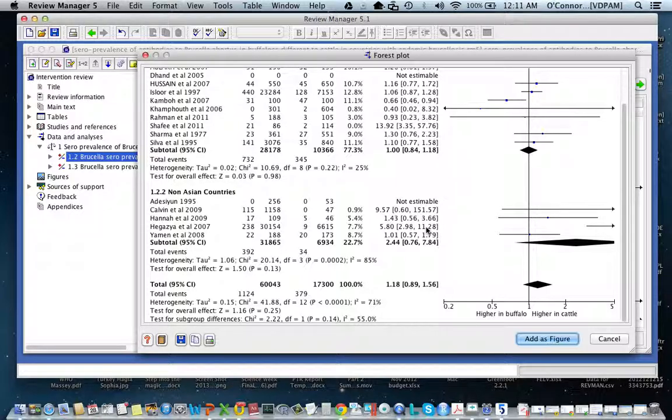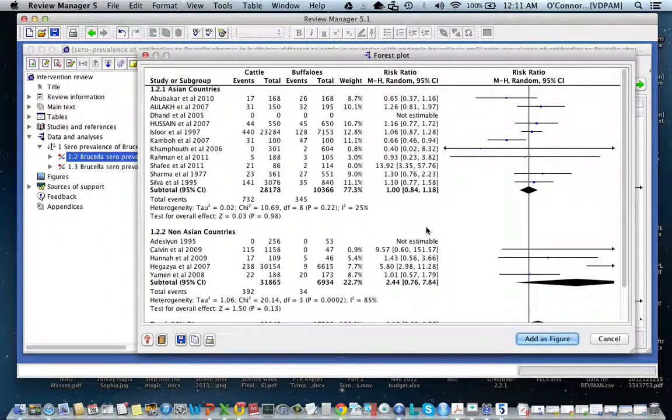I personally feel that looking at this data, I would be comfortable saying that within these Asian countries, apart from this one estimate, it really looks like there's not much difference between cattle and buffalo, whereas in the non-Asian countries, we're seeing a lot more heterogeneity. We might not know why, and therefore we might not include that information in the summary effect. But if I was building a model trying to decide whether I should treat cattle or buffalo differently with respect to seroprevalence, I would be inclined, using the Asian data, to say really there's not much evidence of that.